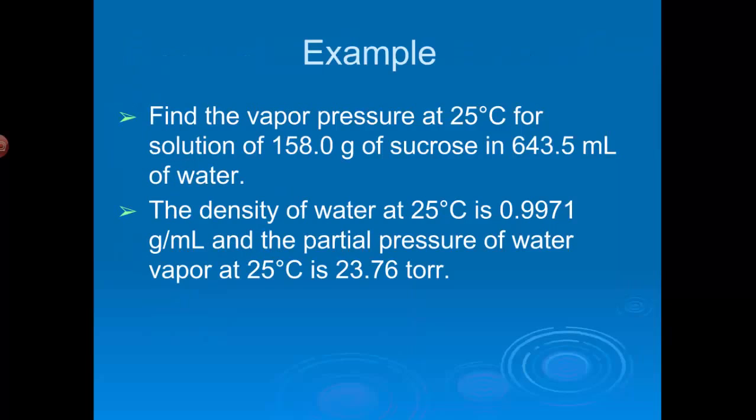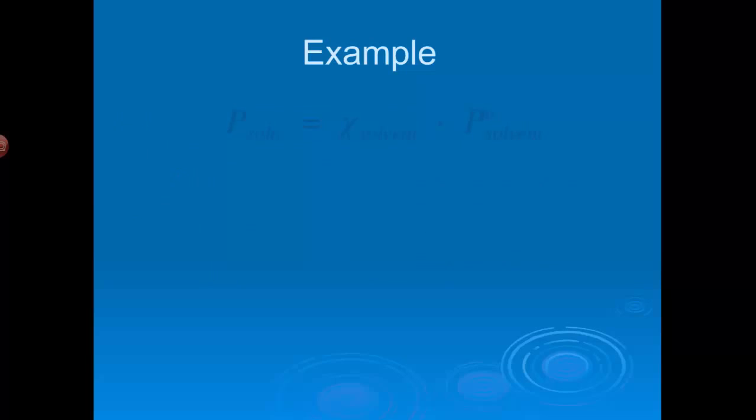Here's an example. We want to find the vapor pressure at 25°C for a solution where we've dissolved 158 grams of sucrose into 643.5 milliliters of water. The density of water at 25°C is 0.9971 grams per milliliter. We're going to need that to figure out the mass of our solution at some point. And the vapor pressure of water at 25°C is 23.76 torr. You can look that up. So let's take a look and see how we do this. We're going to use Raoult's law to figure this out.